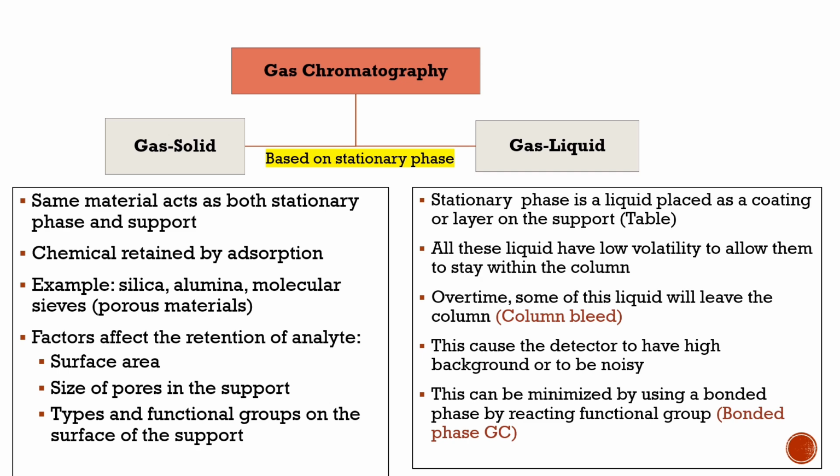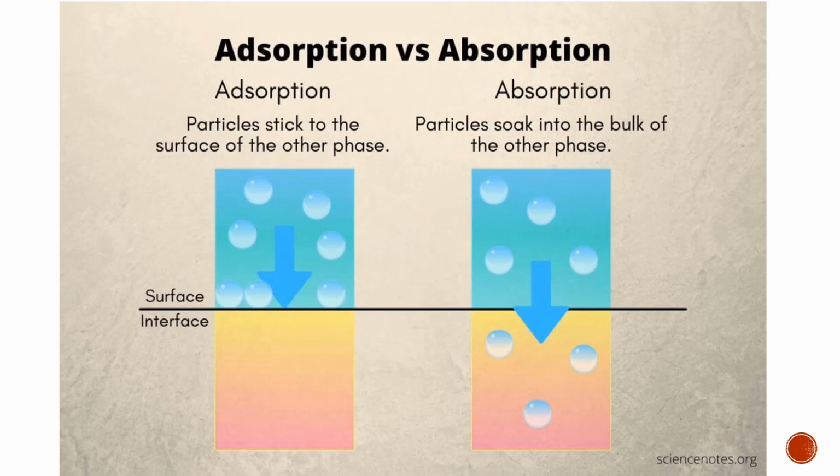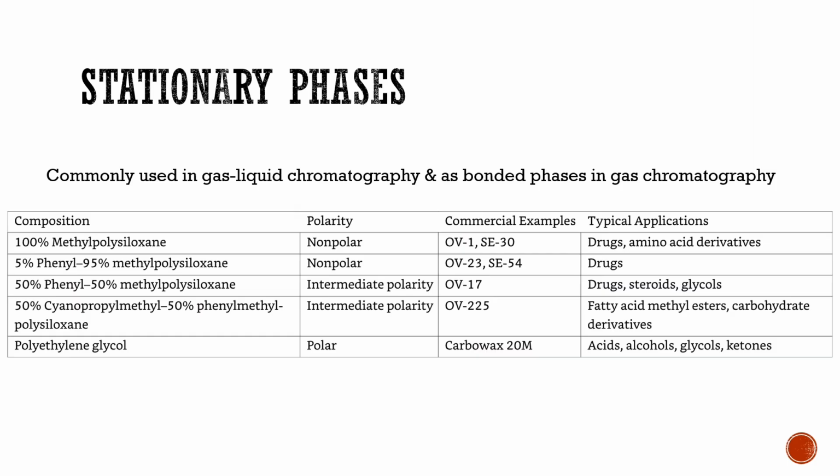I'll show you this picture to see the difference between adsorption, where the particle can stick on the surface of the phase, and absorption. Usually the stationary phase is adsorbed on the surface of the support medium. Now these are the types of stationary phase that can be used in gas chromatography. You just have to have an idea about them and how they have different polarity: they can be polar, non-polar, or have intermediate polarity.